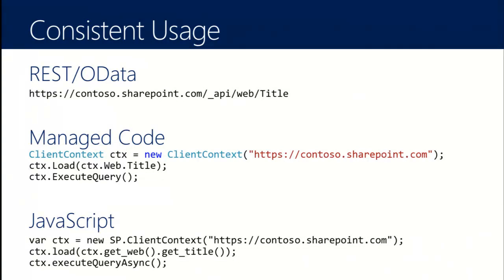The next model is the managed code model. If we establish context and load the context, it's the same call, web.Title. Then we do the execute query, and that's what populates the different context calls that we make. And finally, the JavaScript model is very similar to the managed code model. We establish context and do get_web, get_title. The pattern there is if there's a property, you have to do the get_ or the set_ for that property to get or set that value. Then we use the asynchronous execute query to actually populate it.